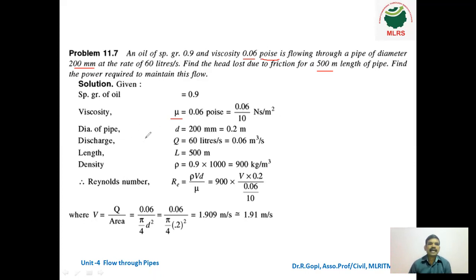Next, the diameter of the pipe is 200 mm and the discharge is 60 liters per second, which you must convert into meter cube per second. These are the initial steps, the conversions and all, that you have to do in the given data portion. Next, length 500 meter, and density is specific gravity into 1000, so 900 kg per meter cube. Next, the Reynolds number: Re is equal to rho into V into D divided by mu. This is called the Reynolds number.